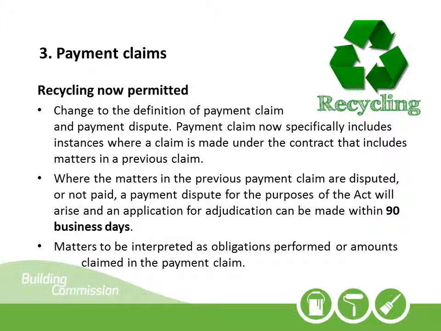Where the amount in a previous payment claim made under a construction contract is disputed or not paid, if that amount is claimed as part of the next payment claim under the contract and again disputed or not paid, then for the purposes of the CCA, a payment dispute will arise and an application for adjudication may be made within 90 business days.